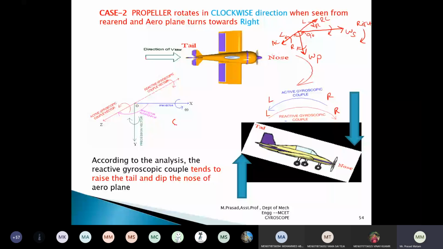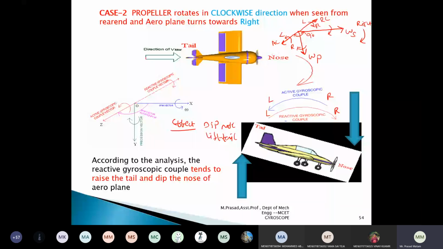See the arrow mark. It is moving in this direction, which means I'm putting load like this. When I'm putting load like this, it tries to dip the nose and lift the tail. This is for the gyroscopic effect due to the reaction couple.